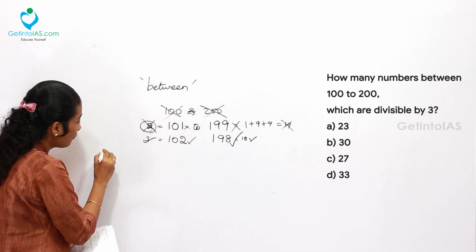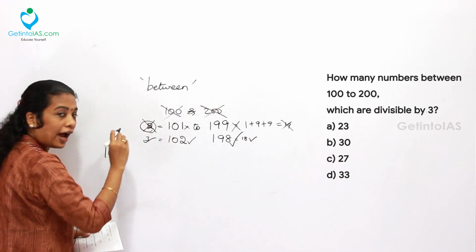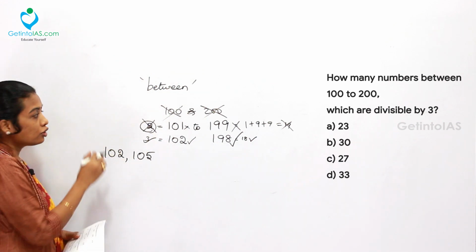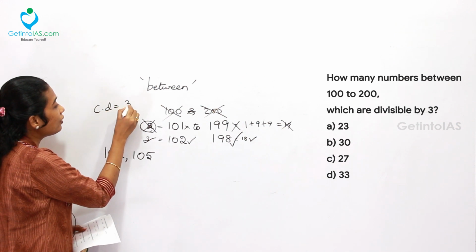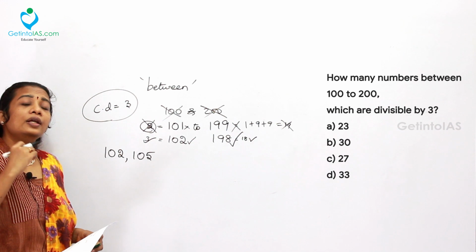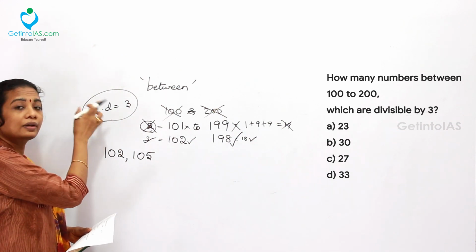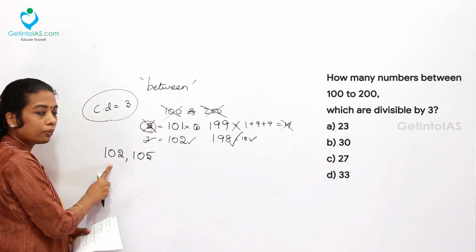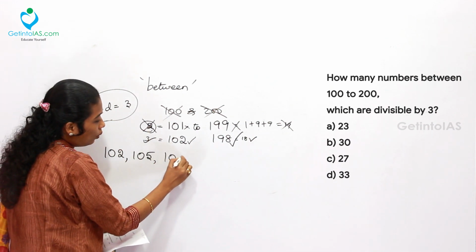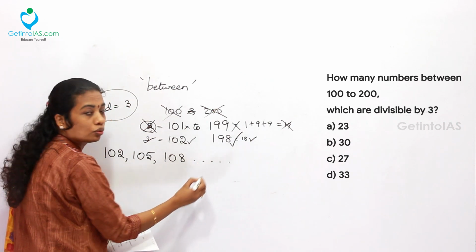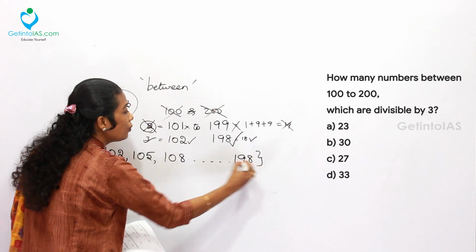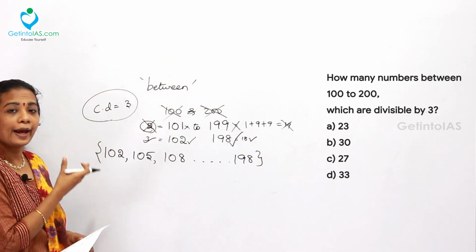The numbers are 102. After that, what is the next number divisible by 3? Simply you can add 3. So the common difference will be 3. In case of any series divisible by 3, or any series divisible by 6, the common difference will be 3 or 6, like that. So here 102 and 105, after plus 3, 108, up to what number? 198. This is the range.